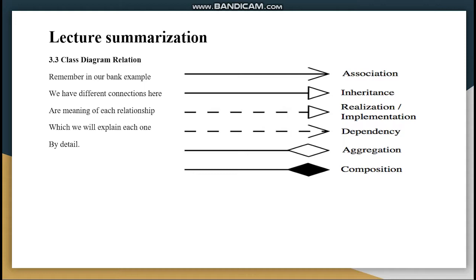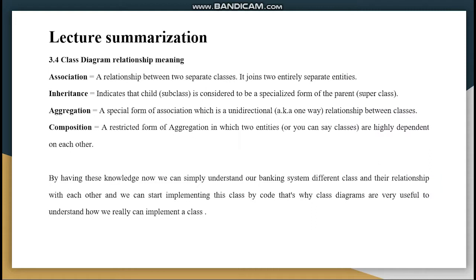So remember in our bank example, we have different connections. Here are the meanings of each relationship, which we will explain each one in detail. The first is association, inheritance, derivation or implementation, dependency, aggregation, composition. For this, we will explain it clearly.